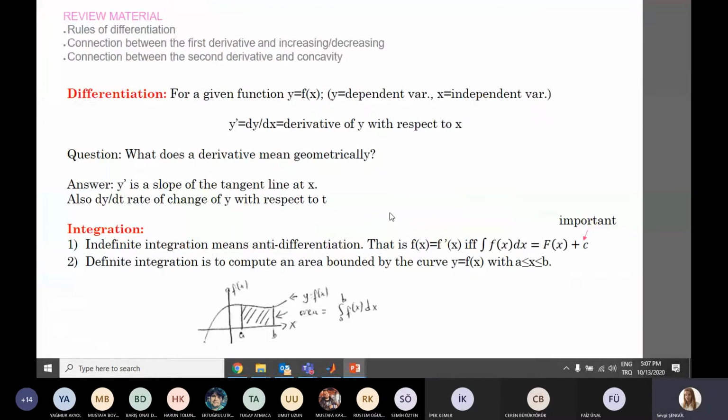Now let's start our first class. Since we couldn't do the class last week, we need to be a little bit more careful about the time. Since we are going to be talking about differential equations, you need to remember differentiation and also integration. You did it in calculus: the first derivative, second derivatives, and you know that the derivative is geometrically the slope of the tangent line at x. Also, when we say dy/dt, it means the rate of change of y with respect to t, and in general this t is time.